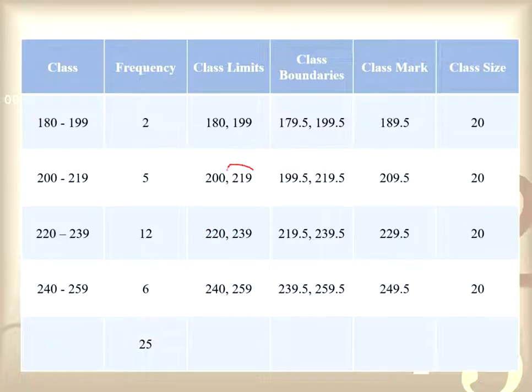Okay. So, 219 tsaka 220. Ito yung upper class limit of the concerned class. Ito yung lower class limit of the subsequent class. So, add again. 219 plus 220 divided by 2 equals 219.5. Okay. So, ulitin natin.